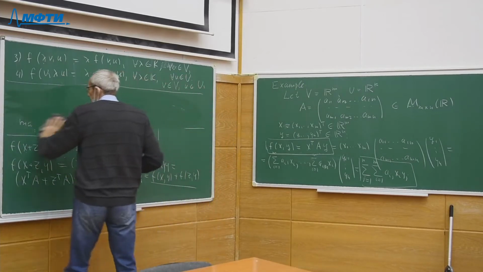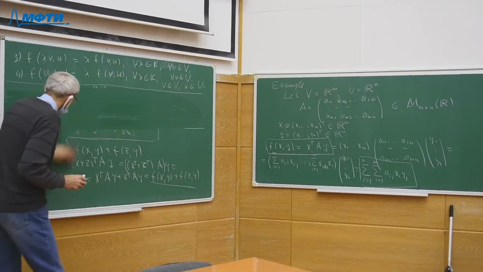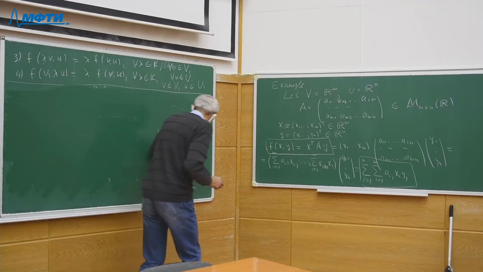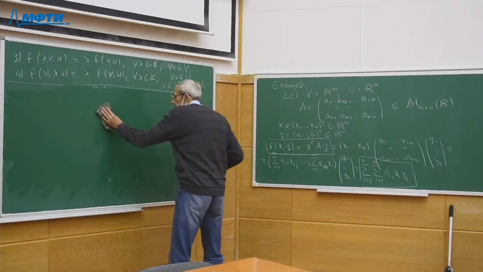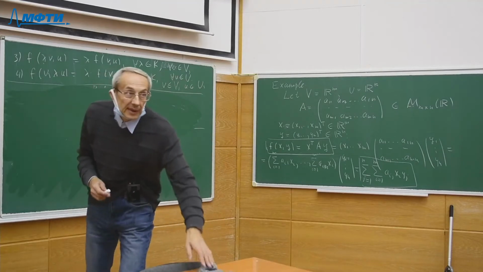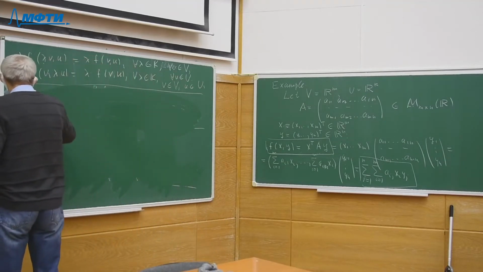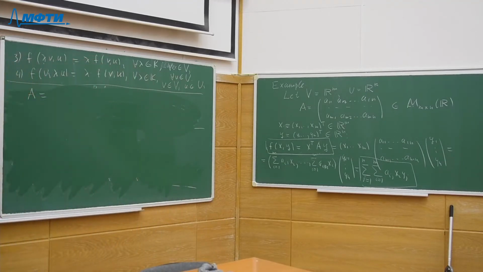I suggest considering a partial case, maybe a simpler case. For example, let A be a 2 times 2 matrix.